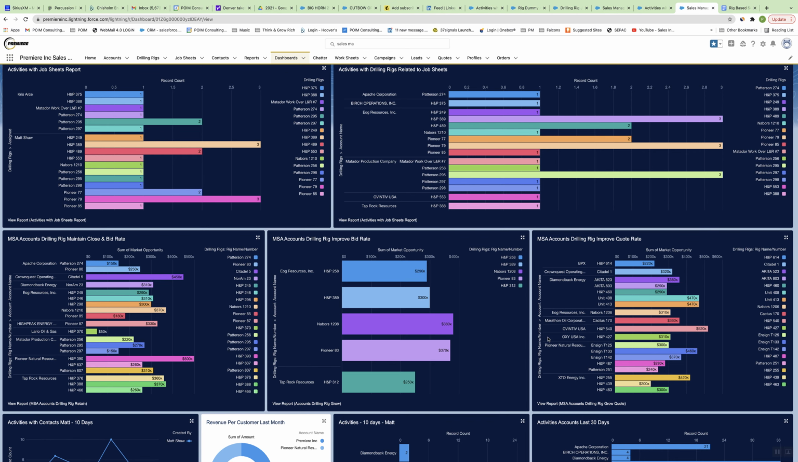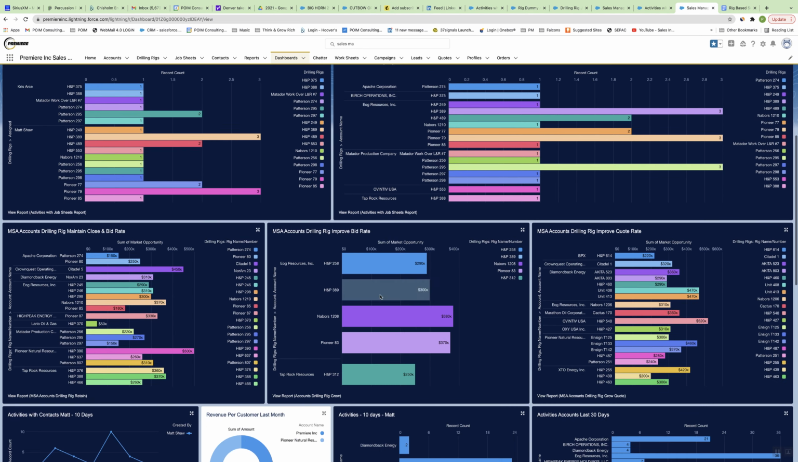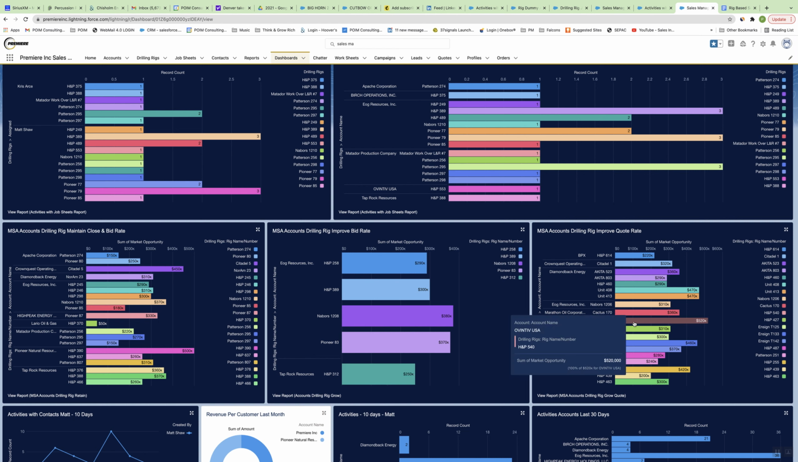customer. So when I come back and look at Tiffany's activity, and I see that we've got Ensign 540, I scan the report quickly, and I can see in our retention report that I don't have Ensign there. In improve our close rate, I don't see it there, but in improve our quote rate, I can see it there.